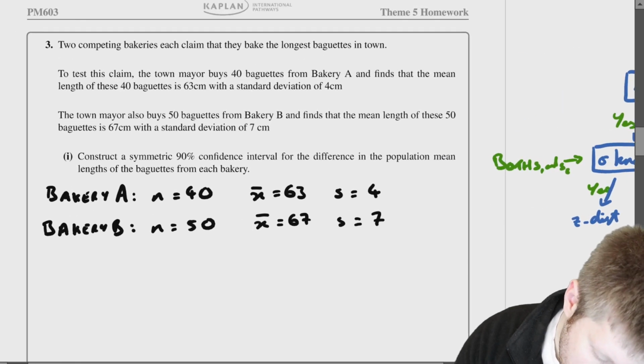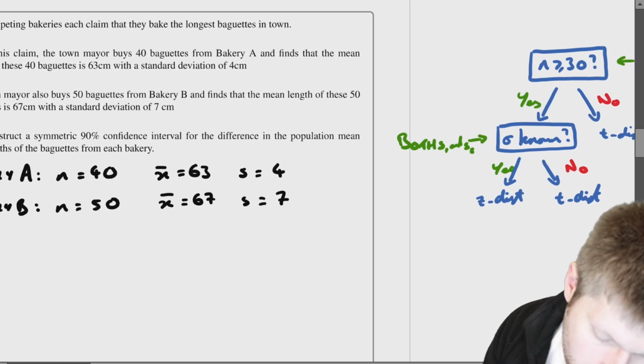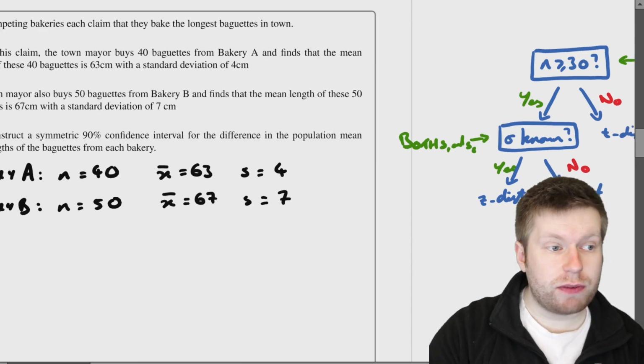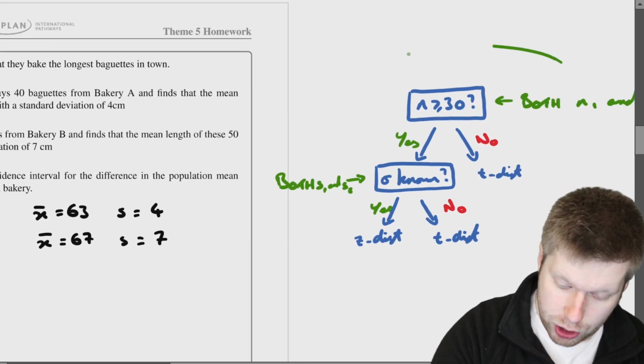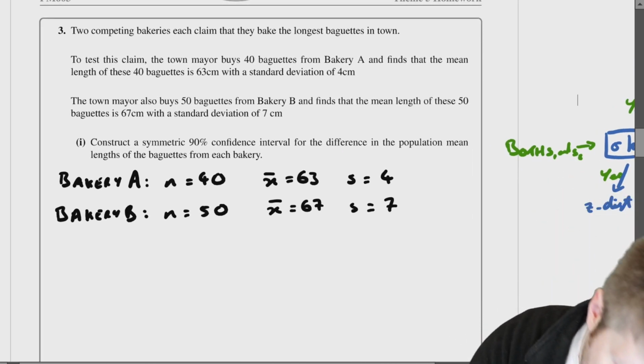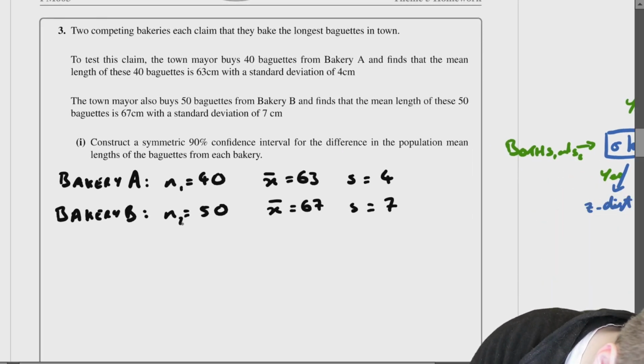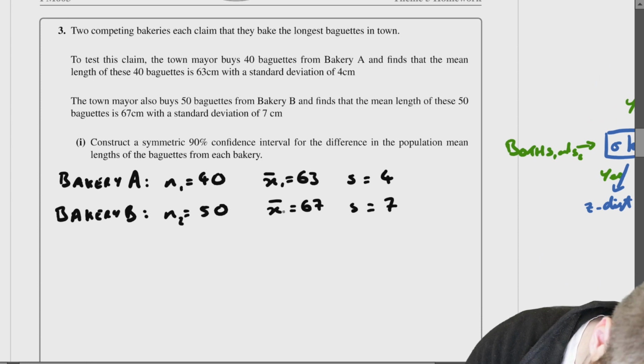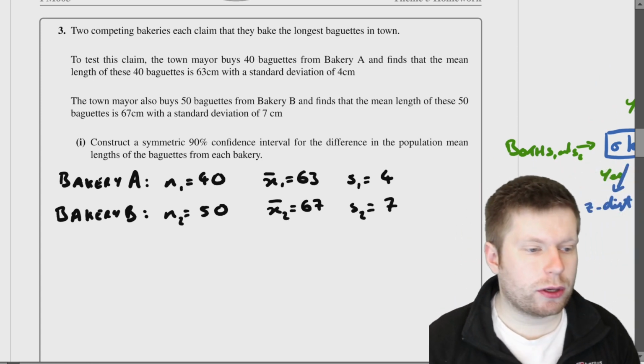So right, do we know that n is greater than or equal to 30 for both? So let's ask the first question. Do I know both n1 and n2 are both greater than or equal to 30? So in fact, I'm going to number these. This is going to be n1 and n2. This is going to be x bar 1 and x bar 2. This is going to be s1 and s2, just to make it a little bit easier and clearer with the notation.